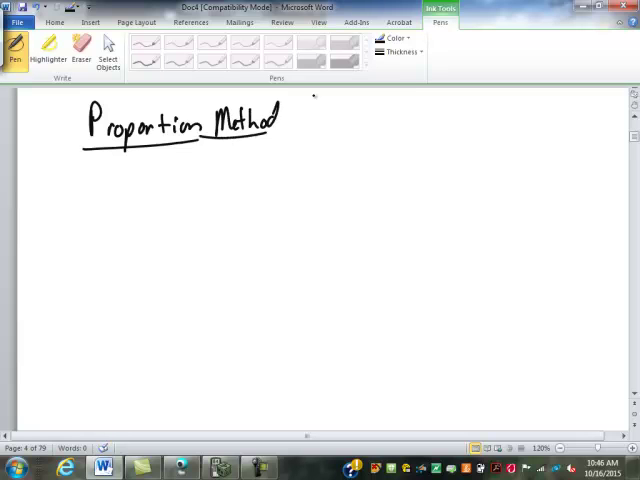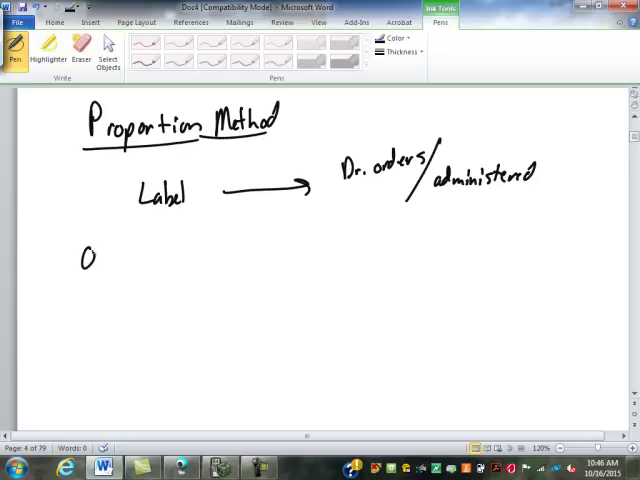In the proportion method, we start with the label, and we use that to go to a comparison of the doctor's orders to what is administered. And not always in that order. It might be administered over doctor's orders, might be doctor's orders over administered. So looking at that previous example, if we had orders for 200 milligrams and a label that said 5 milligrams in 2 milliliters.